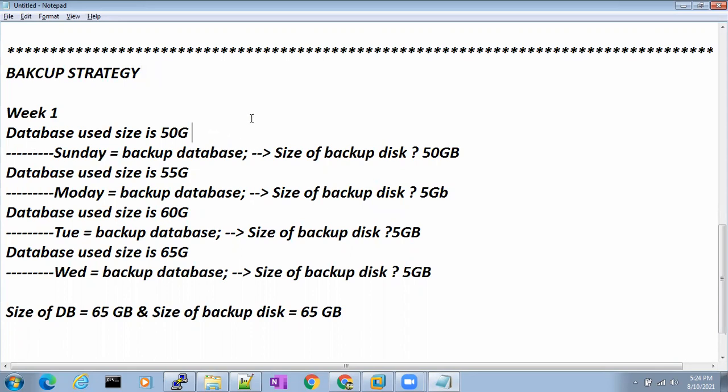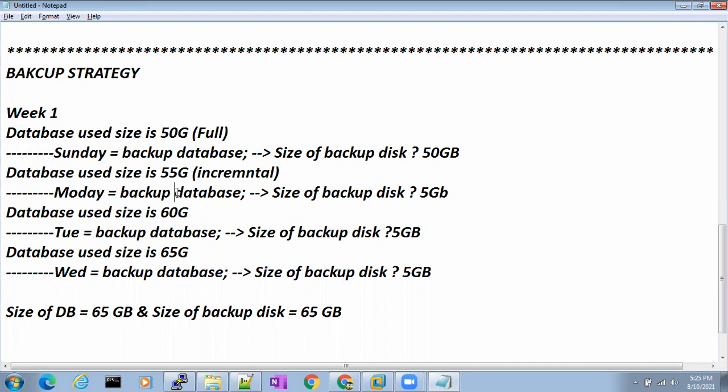So the question is, what is the backup strategy that you people are following in your project? This is the question. The backup strategy that we follow, listen carefully, is Sunday full backup, Monday incremental backup. What do you mean by incremental backup? Whatever the changes happened from Sunday to Monday, only those changes we will take.